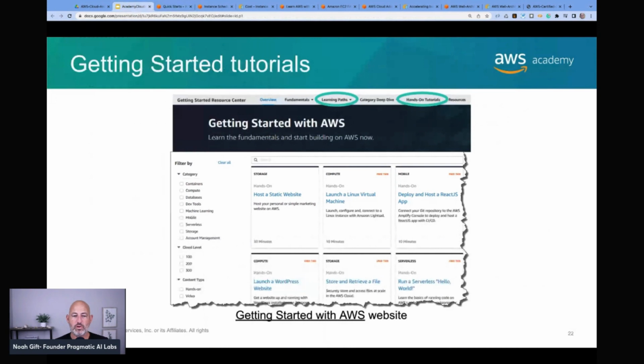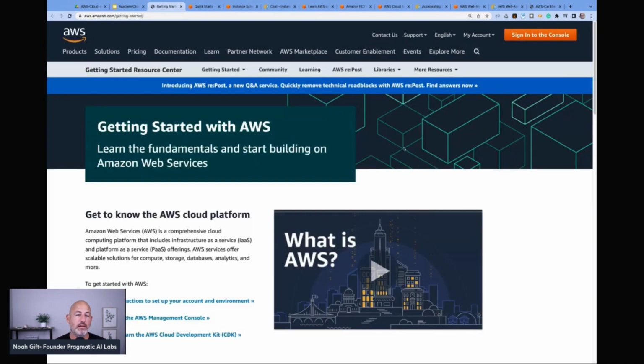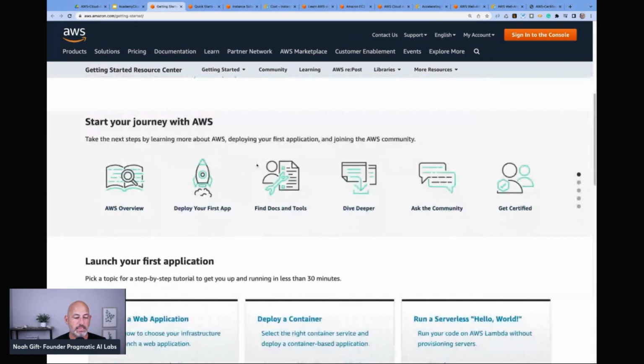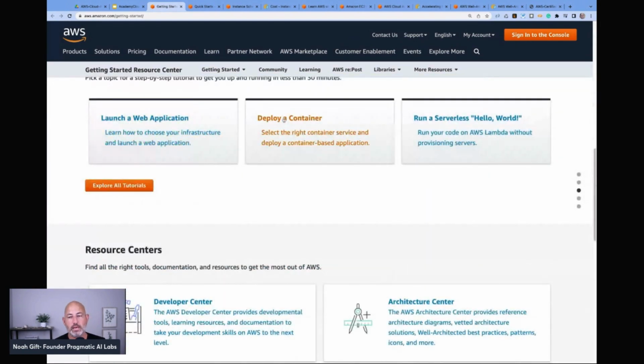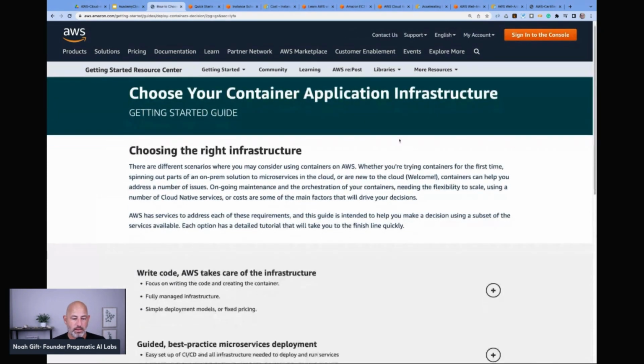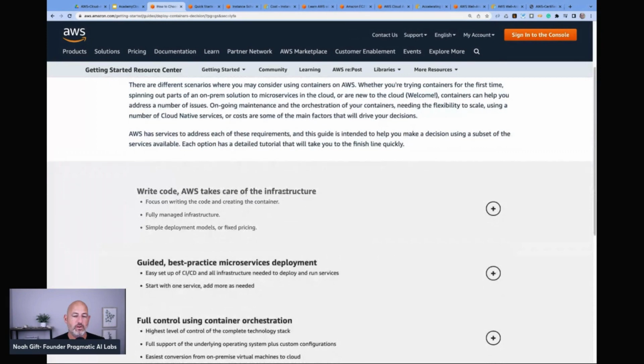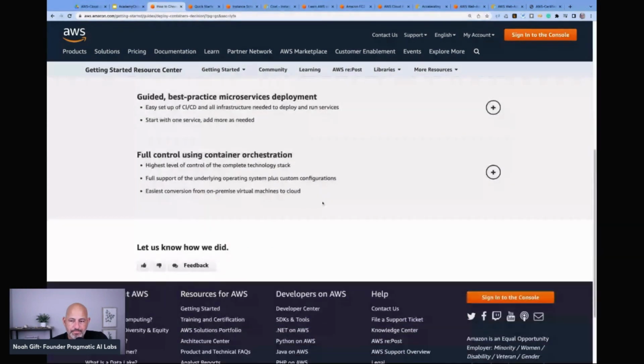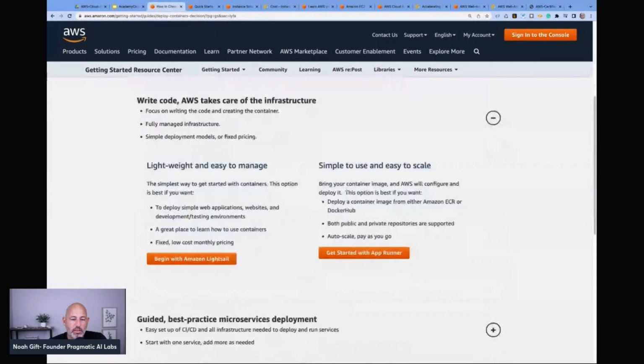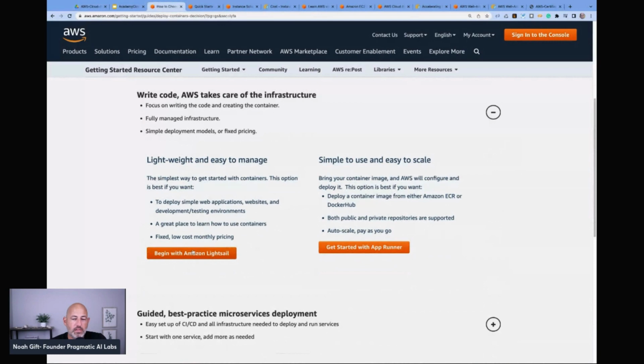Getting started tutorials as well. This is a good place to go through and look at the different best practices, launch a website, deploy a container, run a serverless hello world. Let's take a look at this deploy a container here. You can see here that you can write code, and AWS takes care of the infrastructure: fully managed infrastructure, simple deployment model. If we take a look at one of these, there's Amazon Lightsail or Amazon App Runner.